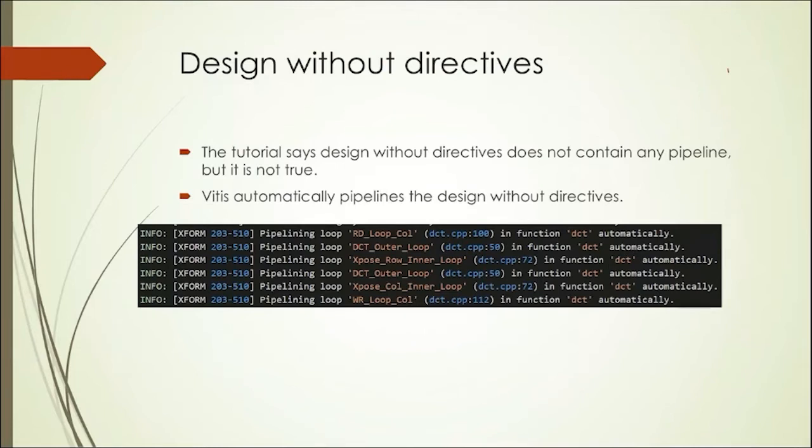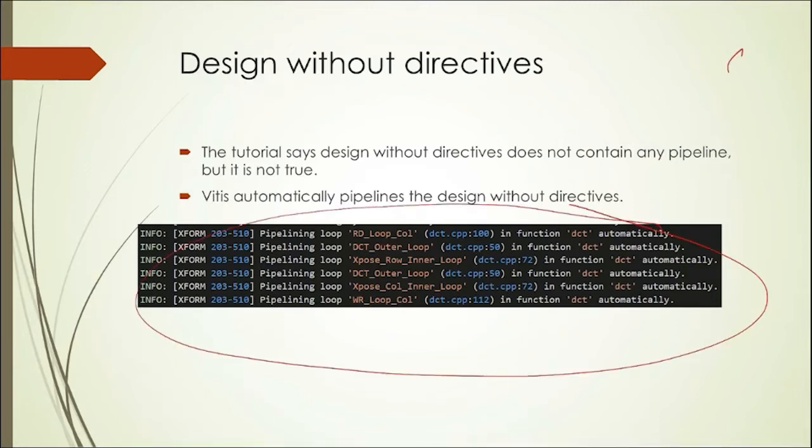Okay, so here's our first design. This is the first design introduced by the tutorial. It says that the design without a directive is the design without a pipeline. But after the experiment, I found that it's not true, because as you can see in the log right up here, it pipelines automatically. The Vitis HLS compiler is very smart. If you don't put the directive, then it will pipeline for you.